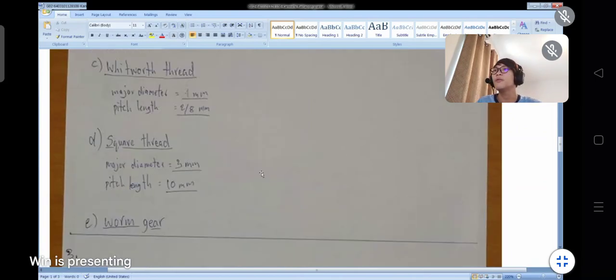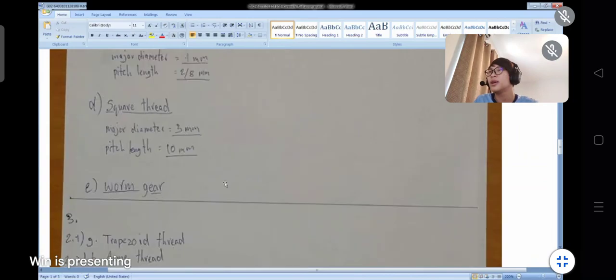For D is the same, but different type of thread. This is a square thread, and it also shows us the drawing symbol and asks the major diameter and pitch length. So I did the same thing. The last one, it just asks what type of gear is this, and it shows a worm gear. So I put down a worm gear.